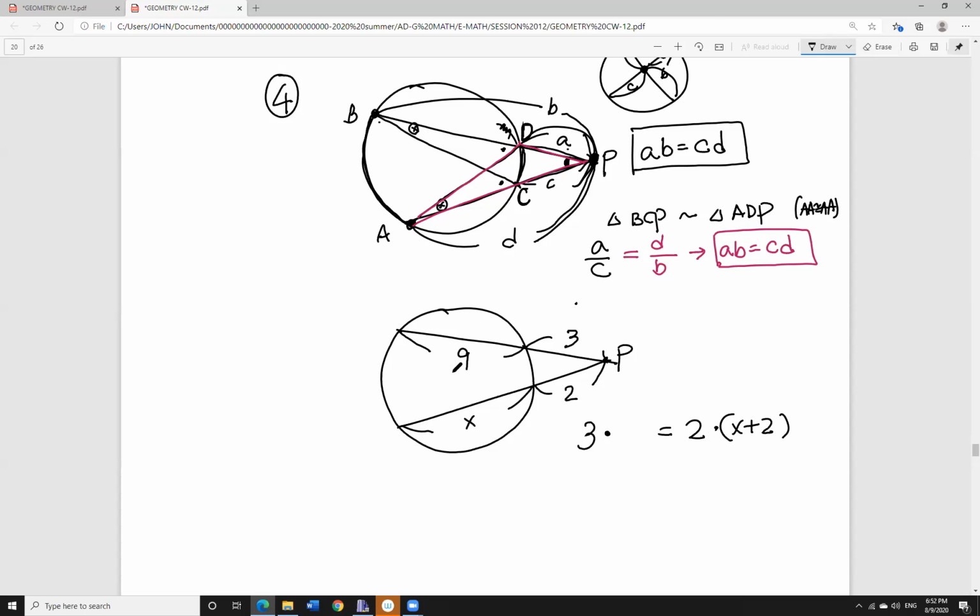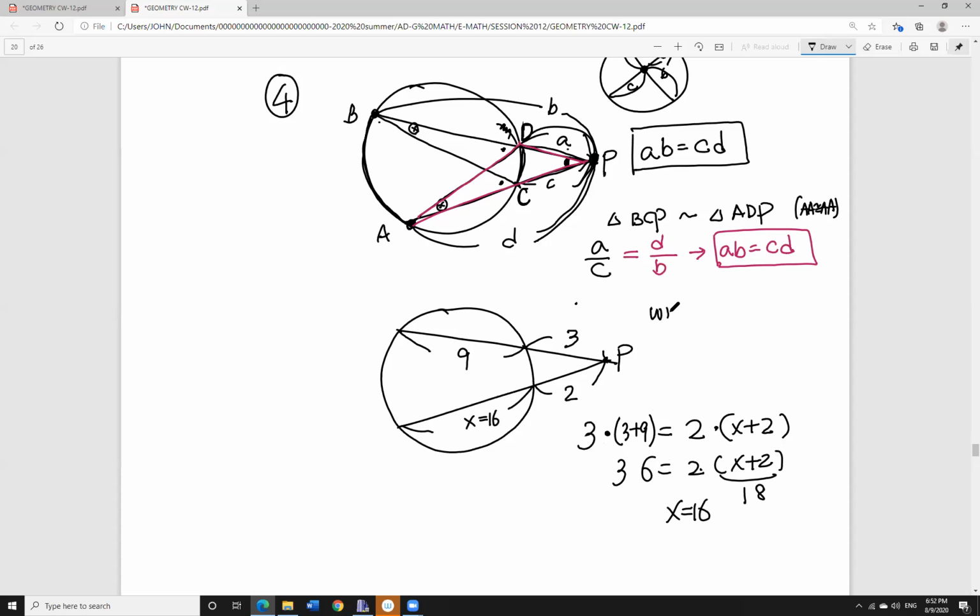Nine, okay? So 3 times, then it's 3 plus 9, that is equal to 2 times x plus 2. So 3 plus 9 is 12, that is 36 equals 2 times x plus 2, isn't it? So divided by 2, this is 18, right? So what is the value of x? 18 minus 2, 16, right? X equals 16.